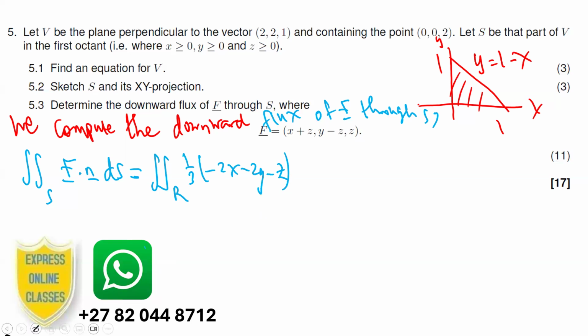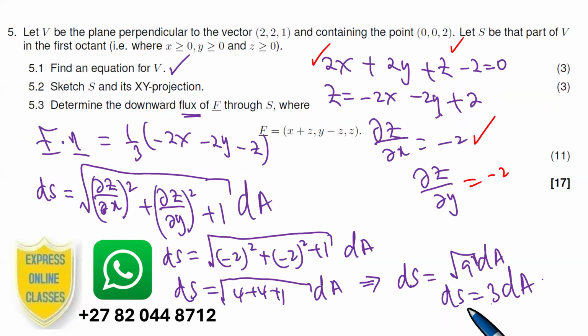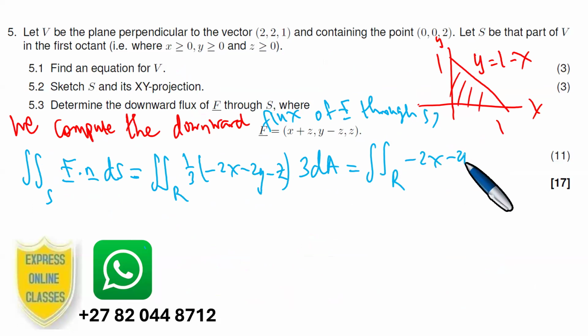What is dS? dS is 3 dA according to this formula. So wherever dS appears, we're going to put 3 dA, meaning this 3 is going to cancel this one. For the outward flux, we found the double integral over the region R of minus 2x minus 2y minus z dA.